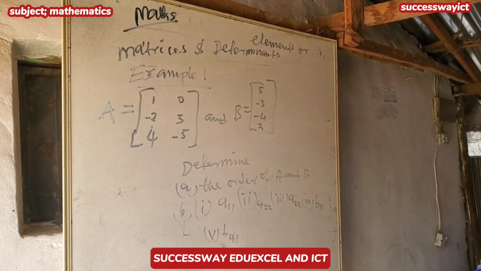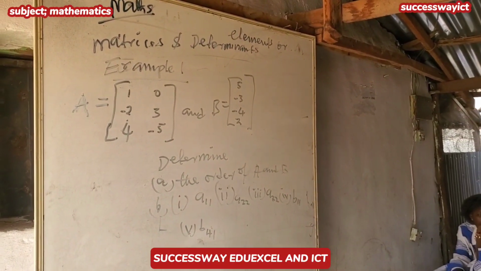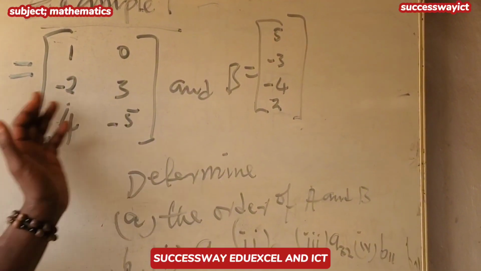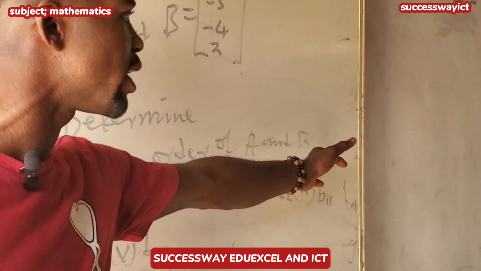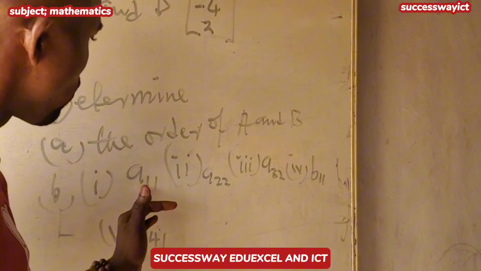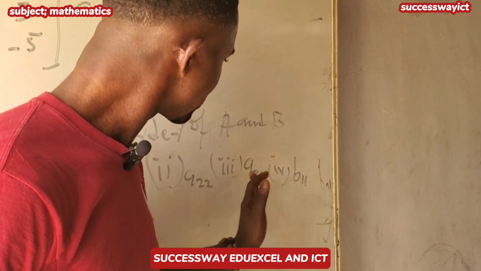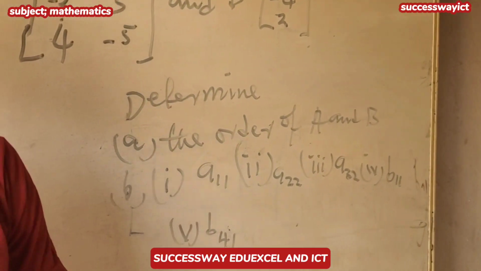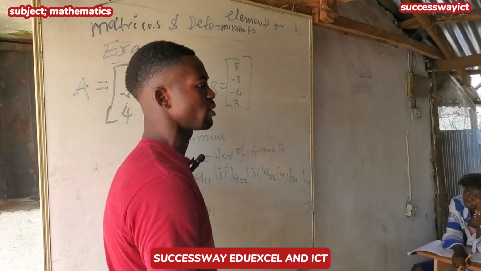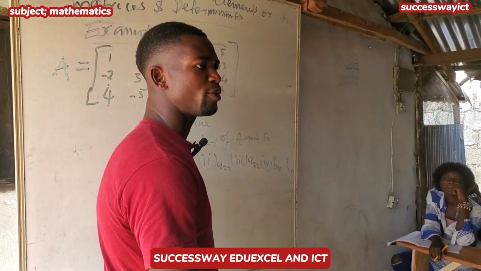Yes, can we solve this very fast and quickly? Do that, and somebody beside you will mark it. Determine the matrix A and B. Determine the order of what? A and B. Then the B part of it, you find what? A this, B this. You do that very fast and quickly. Determine the order and the position. I expect everybody to be solving this.